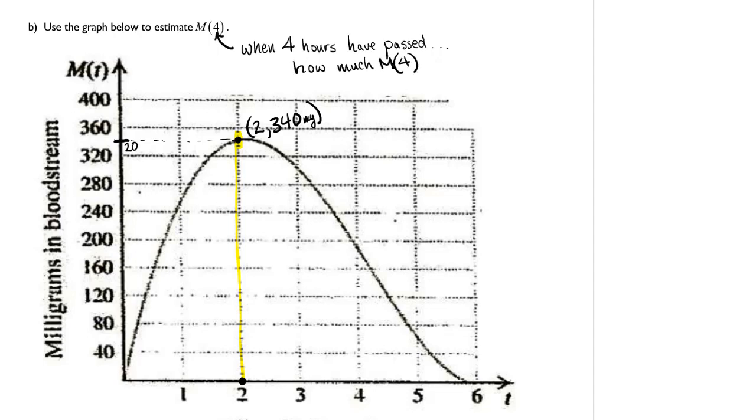So again, we're going to do the same thing, only this time I'm going to use 4 as my input and trace that up to the curve. My input is 4. My output looks like it's somewhere close to 200, just under. Let's say it's a quarter of the way there. So if each one of these marks represents 10 milligrams, then let's say our coordinate point is 4 hours and 190 milligrams.